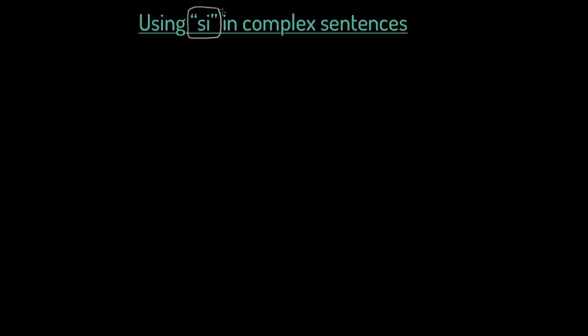Okay, now this little word si, meaning if, is a very useful little word to help us create more interesting, higher level sentences. We'll use it in sentences where we're talking about hypothetical situations, this idea of if something happens, then something else might happen. So let's look at some examples in English to start off with.